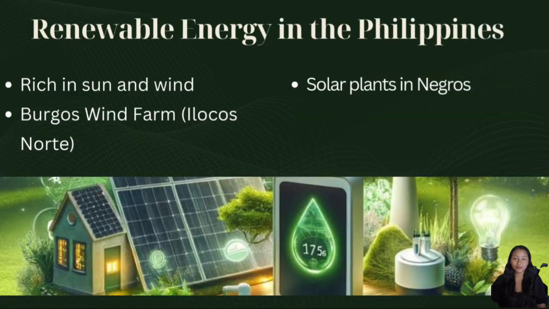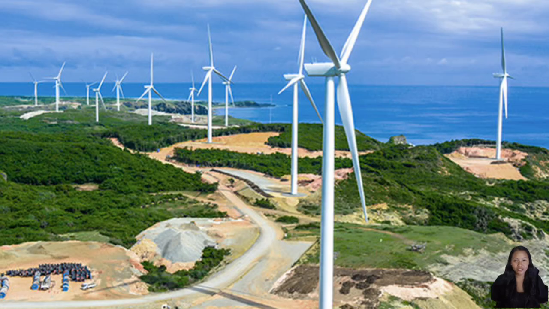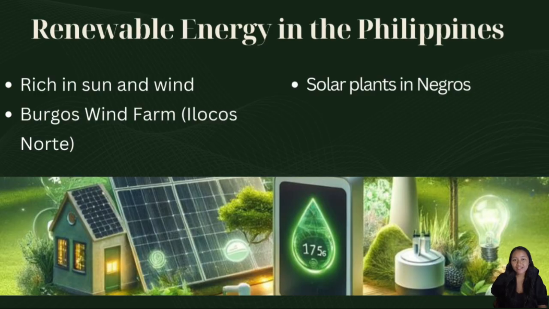Let's now proceed to renewable energy in the Philippines. Did you know that the Philippines is rich in renewable energy resources because of its sun, wind, and geography? Take a look at this image. The Burgos Wind Farm in Ilocos Norte is one of the biggest in Southeast Asia. Solar plants in Negros help supply electricity and reduce brownouts. Fun fact: these projects help reduce thousands of tons of carbon emissions every year.